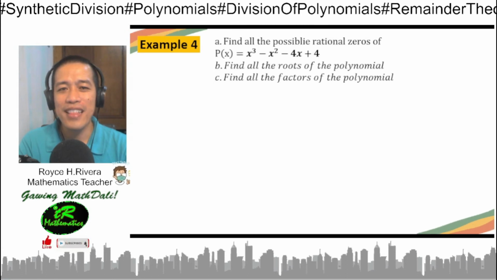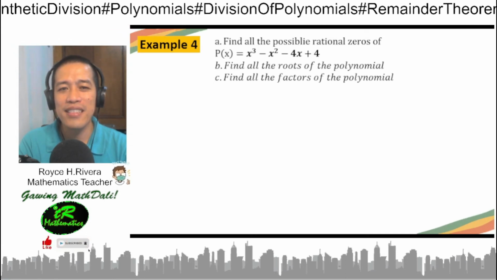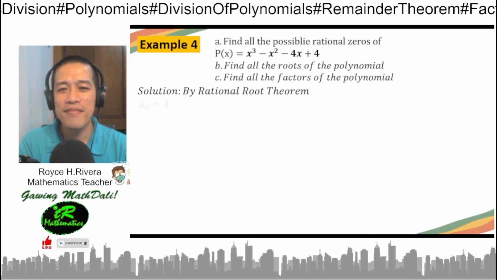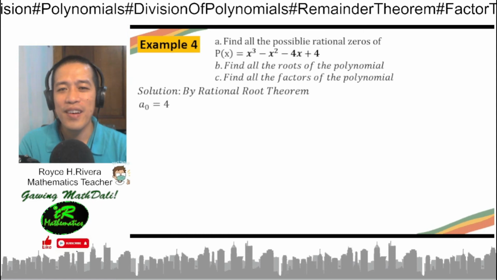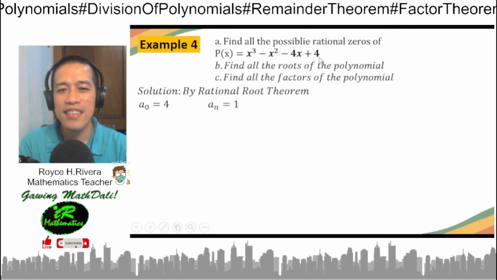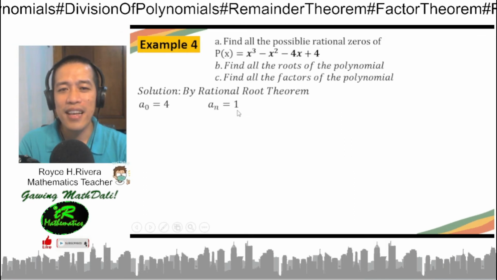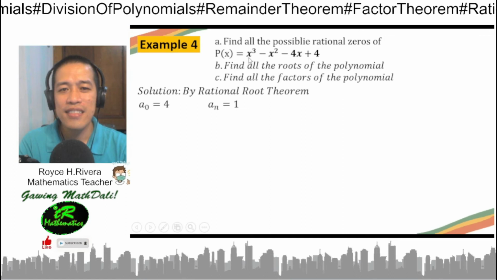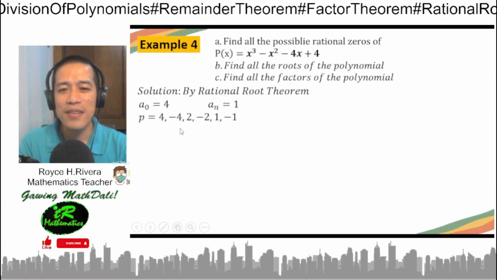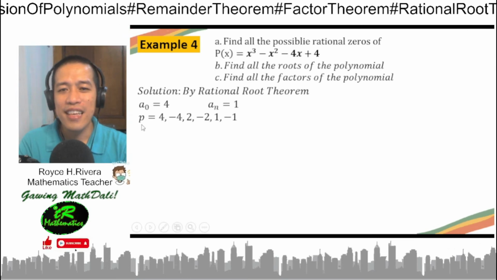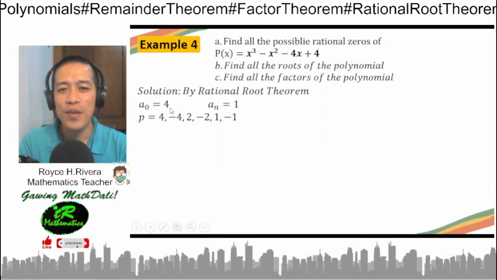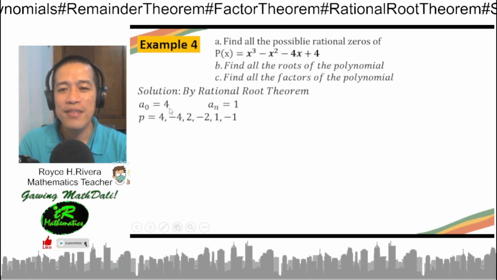For the solution in letter A, let us find all the possible rational zeros of the polynomial. By rational root theorem, a sub 0 or the constant is equal to 4. And a sub n, the numerical coefficient of the leading term, x raised to 3, is equal to 1. Now, p is the factors of the constant term. That is 4. So we will list all the factors of 4.